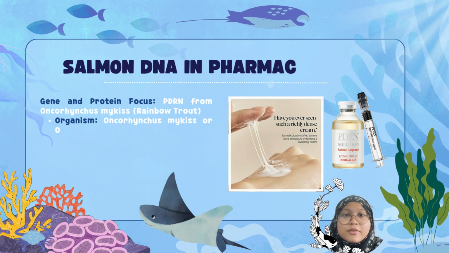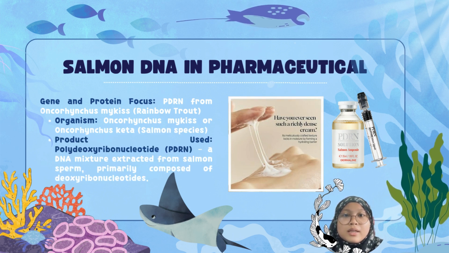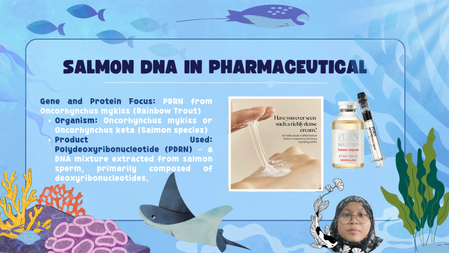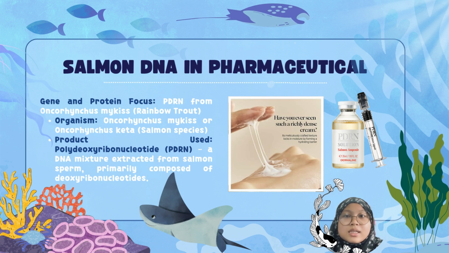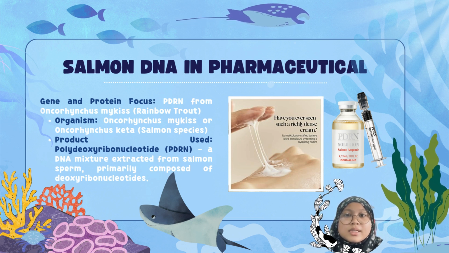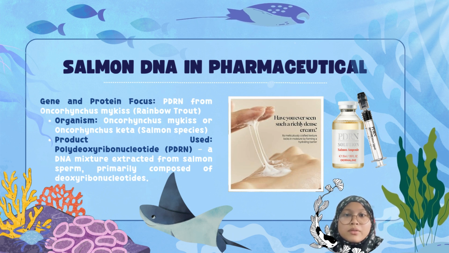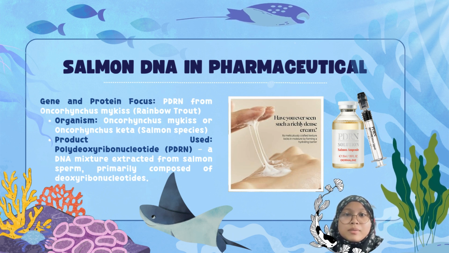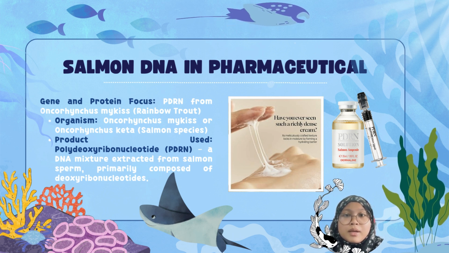Salmon DNA in pharmaceuticals. Polydeoxyribonucleotide (PDRN) is a DNA derived compound primarily extracted from the sperm of salmon species such as Oncorhynchus mykiss, rainbow trout, and Oncorhynchus keta, chum salmon. It consists of a purified mixture of deoxyribonucleotide polymers, typically ranging from 50 to 2000 base pairs in length.